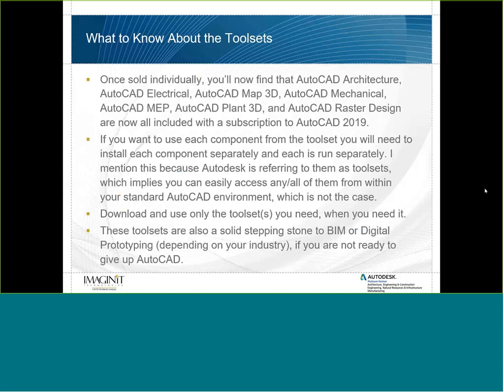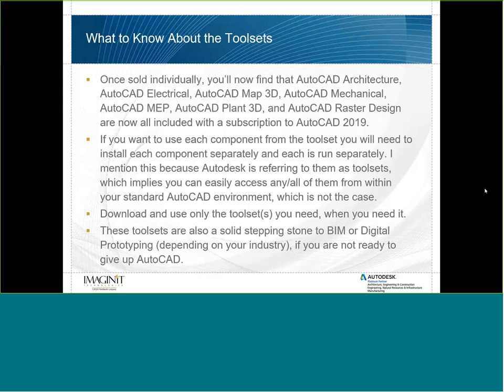Now, the big things to know: if you want to use each component from the tool set, you will need to install each component separately and each is run separately. I mention this because Autodesk refers to this as a tool set, by which it implies you can easily access any or all of them from within your standard AutoCAD environment, which is not the case. In other words, you need to install each one of the programs that you want to run. The advantage of this is that you can go ahead and download and use only the tool sets you need when you need them. If you have no desire to use Plant 3D or have no need to, you don't need to download it, you don't need to install it, and you don't need to run it.